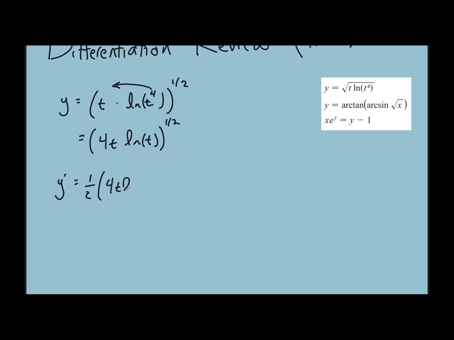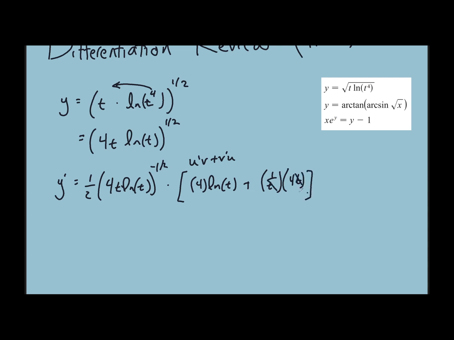1/2 4t ln of t to the negative 1/2, just power rule, the input stays the same. Now we'll do the chain rule, which requires us to roll into a product rule. U prime v plus v prime u, because these are two functions of t multiplied. U prime is 4, v is ln of t, plus v prime, that's 1 over t, times u, which is 4t. So we see some cancellation here.